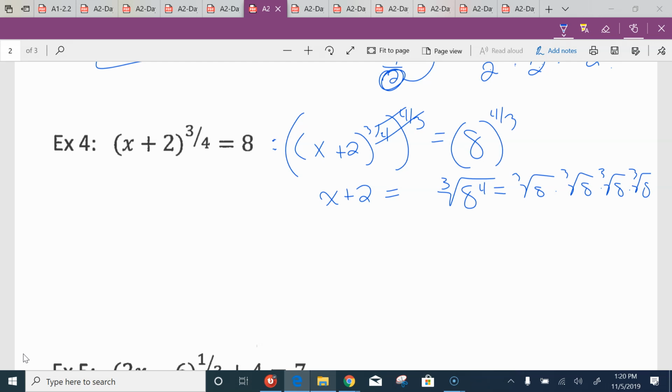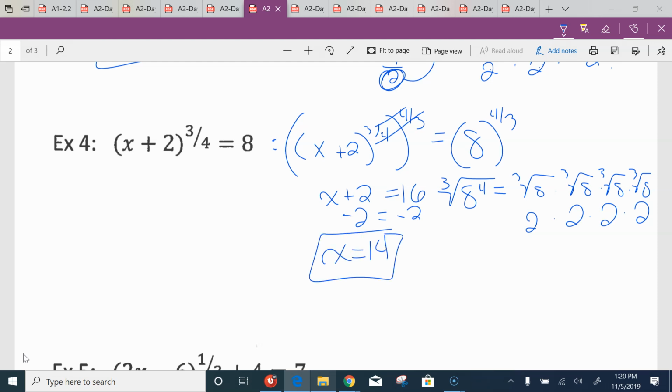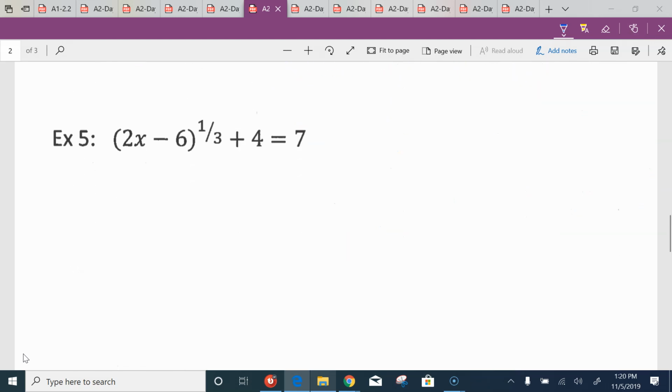The cube root of 8 is 2, so I have 2 times 2, which is 4, times 2, which is 8, times 2 more is 16. So what I end up with is x plus 2 equals 16. I have to solve for x, so I'll subtract 2 from both sides, and I get x equals 14. That is number 4. Moving on to number 5.